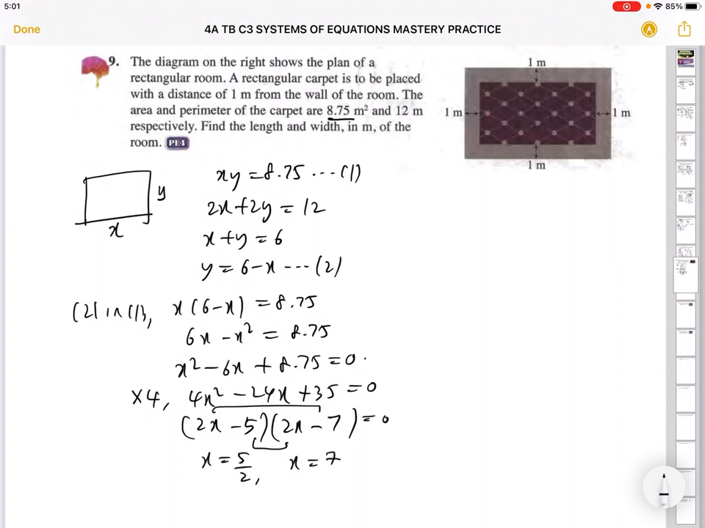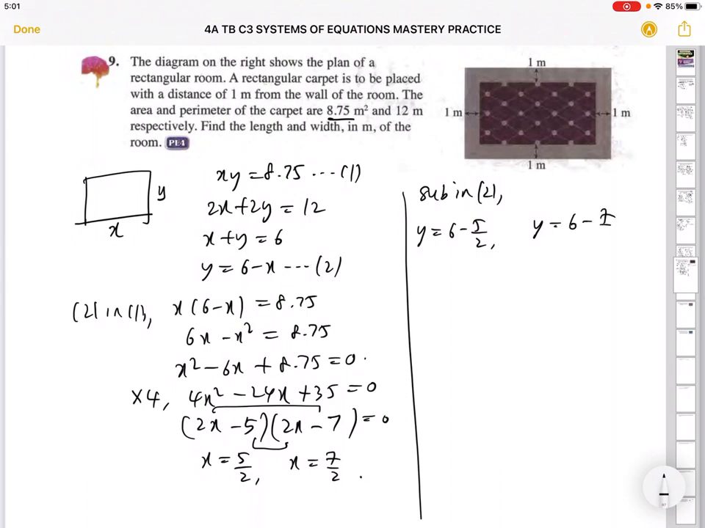Okay, now that I got two answers for x, I need to have two answers for y. I sub into equation number 2. My y is 6 minus 5 over 2, or 6 minus 7 over 2. Oh, this will be 7 over 2, and this will be 5 over 2. So basically your x and y can just be backwards. So we know the length will be the longer one, 7 over 2, or you can say 3.5 meters, and the width of the carpet is 5 over 2 or 2.5 meters.